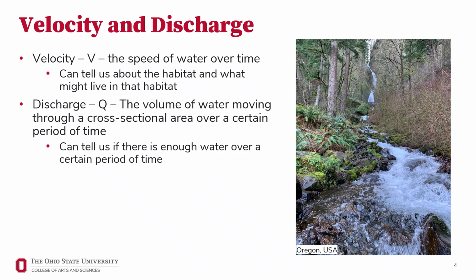area over a certain period of time. In other words, discharge is a rate of water flow over a unit of time. Discharge can help scientists understand if there's enough water for a threatened fish species during the dry season, or if there will be enough water for downstream irrigation or water treatment plant needs.